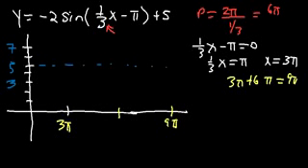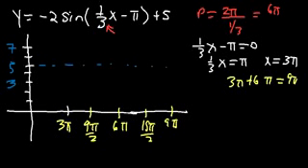The midpoint between 3 and 9, if you add them up, divide by 2, 3 plus 9 is 12. 12 divided by 2 is 6. 6 pi. The midpoint between 3 and 6, you add them, 3 plus 6 is 9, divided by 2, it's 9 pi over 2. The midpoint between 6 and 9 is, add them up, 15, and divided by 2, so 15 pi over 2.